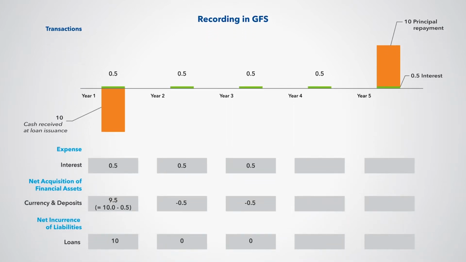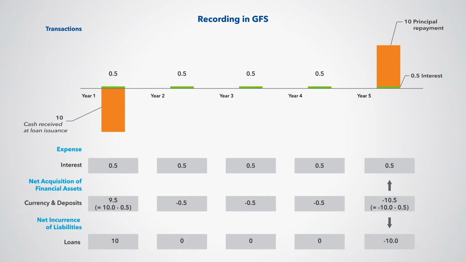If we compile annual GFS and the government pays the loan interest when due, then there is no difference between the cash paid and the accrual amounts to be recorded. We only need to split the debt service payment in year 5 between interest of 0.5 million Arctica cubes, which is an expense, and the principal repayment of 10 million Arctica cubes, which is a redemption of liabilities.